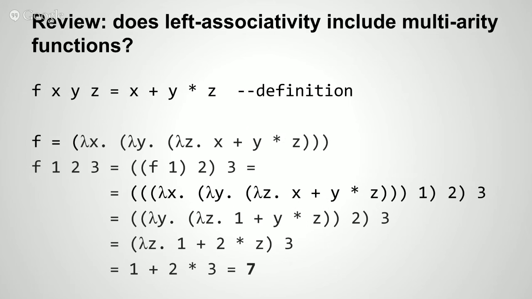And this is what it looks like in lambda calculus. If you want to review that, if left associativity and currying are giving you trouble, just review this until it makes sense and come to me if it never does, and it will.